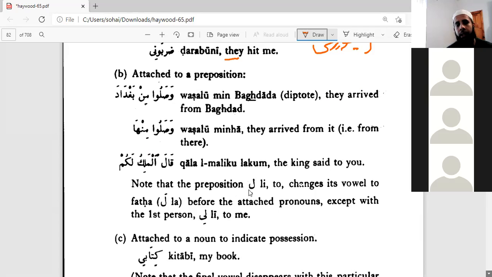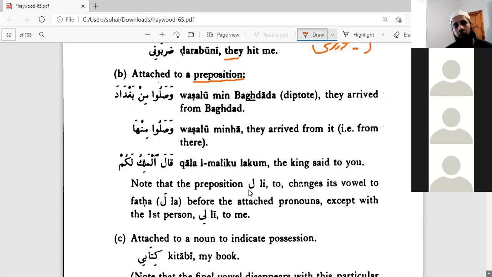Okay, sometimes these attached pronouns are attached to prepositions, to huruf jar. So for example, if you want to say wasalu min Baghdad, they arrived from Baghdad. Why is Baghdad diptote? Okay. What's the case of this, Muhammad Burhan?